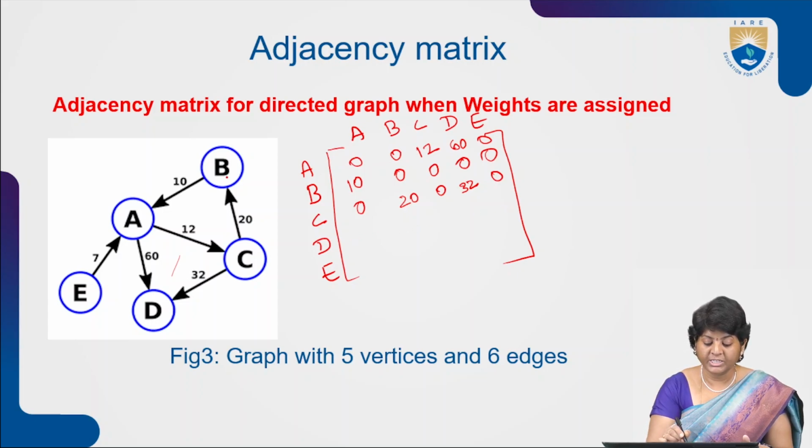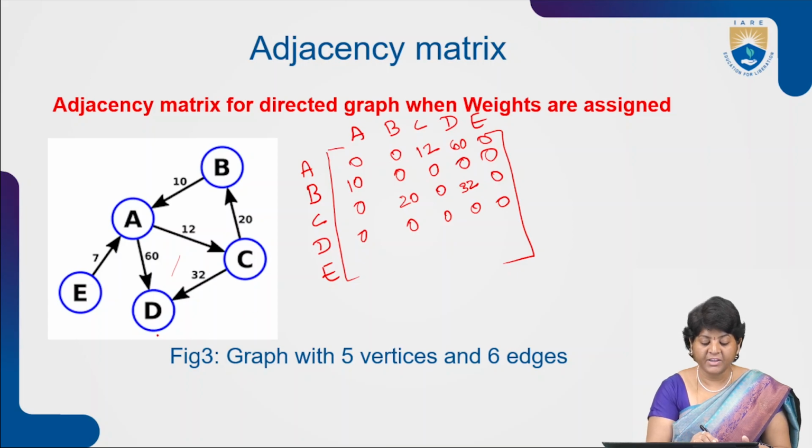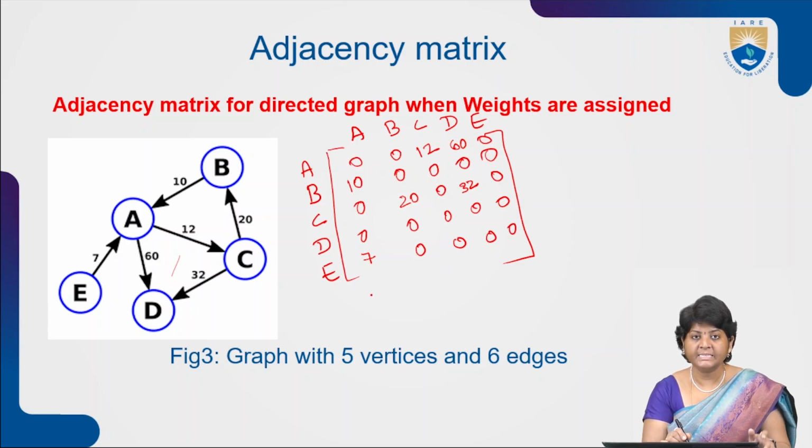D to A, there is no connection. D to B, there is no connection. For all other vertices, there is no connection, and even D is not having a self loop. And finally, the vertex E: only it has a connection from E to A, which has weight 7. The other vertices are not connected to E, so we will mark it as 0. So this is the adjacency matrix for a directed graph.